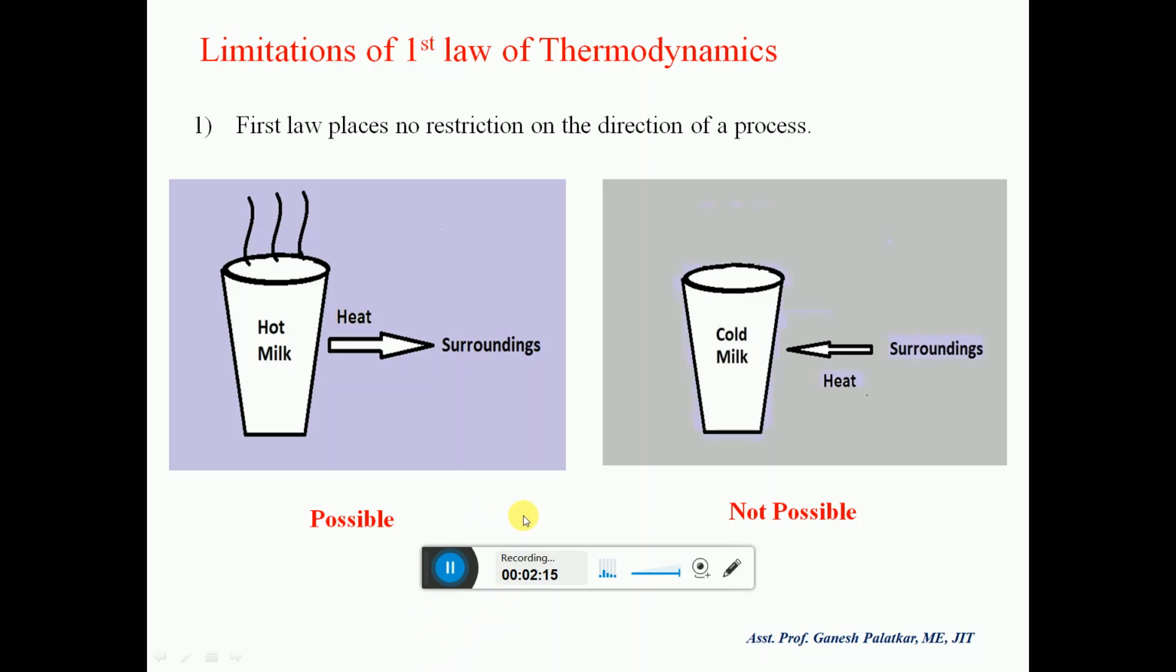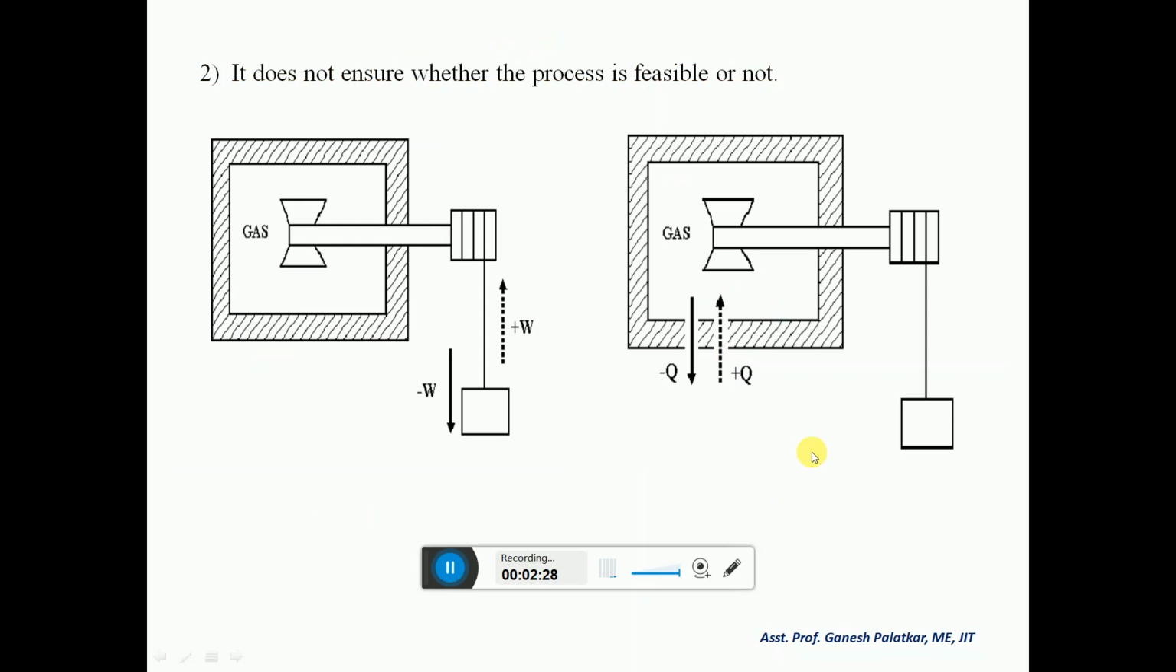Another example. So, in this diagram, it is shown what is possible and what is impossible. Next, the second limitation of first law is that it does not ensure whether the process is feasible or not.